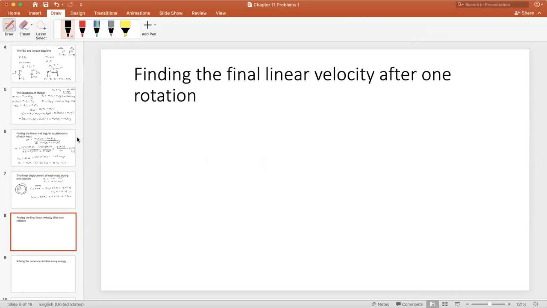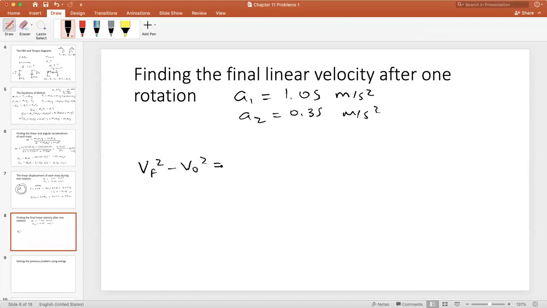So let's find the linear velocity. Remember that A1 was 1.05 meters per second squared, and A2 was 0.35 meters per second squared. And then we're assuming these are constant forces. And we know that V squared minus V naught squared is equal to 2A times the change in X for constant acceleration. We also know that if we begin at 0, this goes away, and we get that V final is the square root of 2A times delta X.